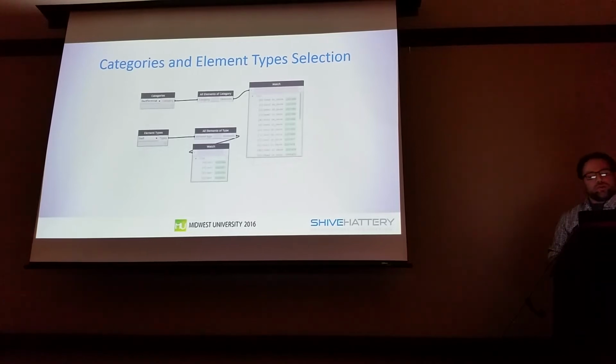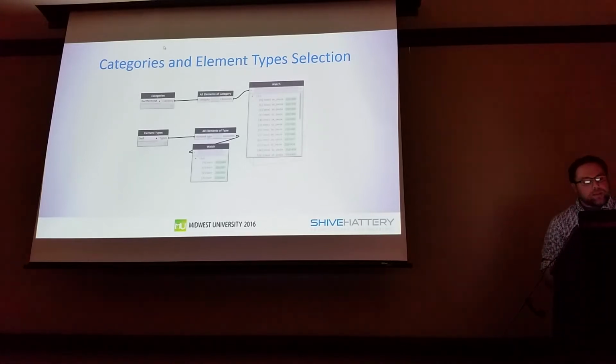All right, so first things first, categories and element types selection. What you see here, you have the categories and the element types. This is where you specify what you want Dynamo to go get, okay? The next step in actually selecting something is to tell Dynamo to actually go get those elements. So that's where that all elements of category comes into play. You tell it what to get, and then you tell it to go get it.